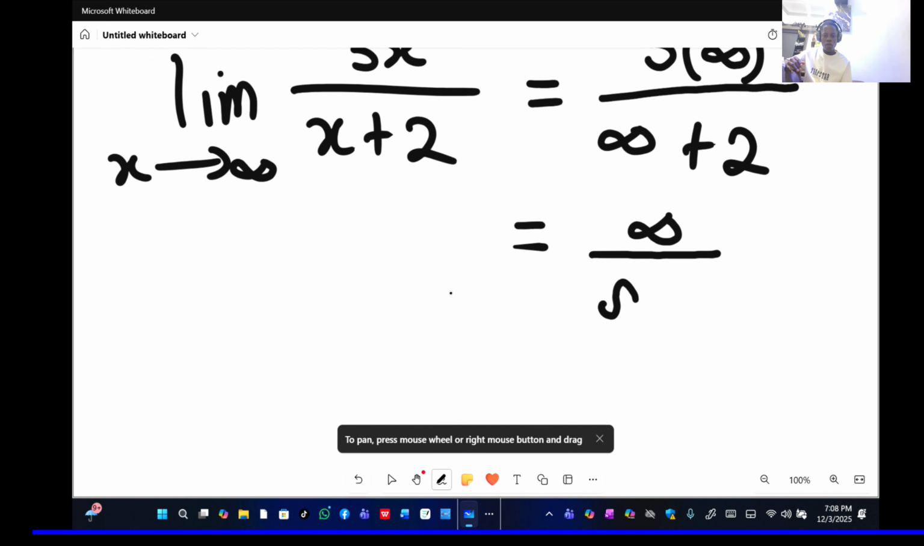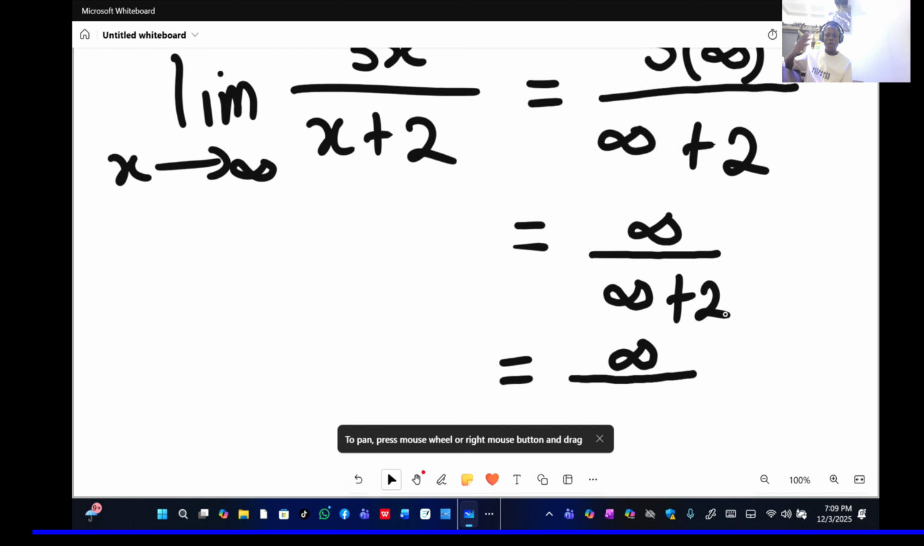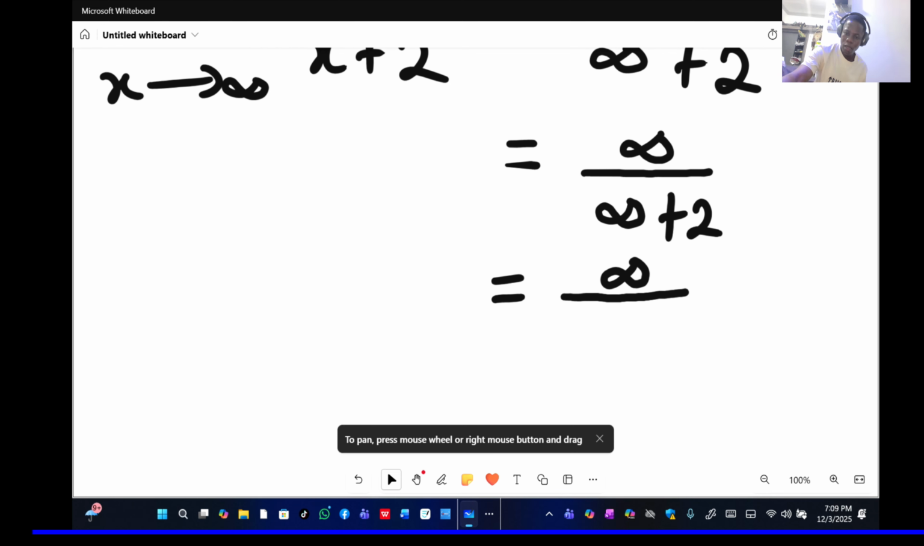So you have here to be infinity. All right. Then plus 2. So we continue to simplify. We have the numerator to be infinity. We maintain it. Now, if you have a number added to infinity, since the number is very large and you are adding another number, you are still going to get infinity. So the denominator also here is infinity. All right. Now let us determine the value of infinity divided by infinity.